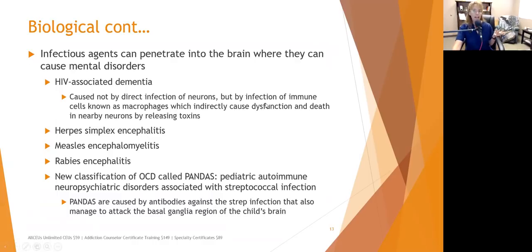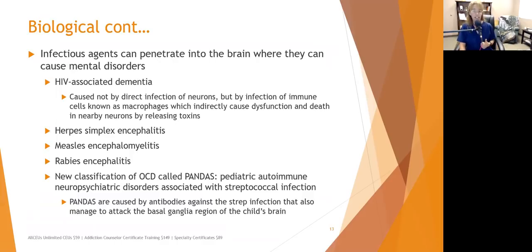Some examples include HIV-associated dementia, which happens because the immune cells in HIV get messed up, and they're called macrophages, and they indirectly cause the death of nearby neurons because they release toxins as they're trying to destroy the virus and other things. So, it's kind of the byproduct, kind of like the exhaust that comes out of our car. The byproduct is what's killing these nearby neurons.